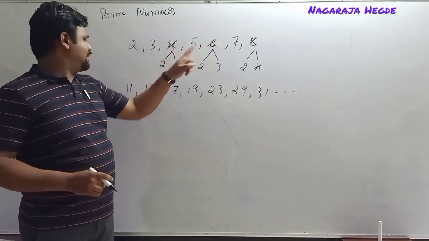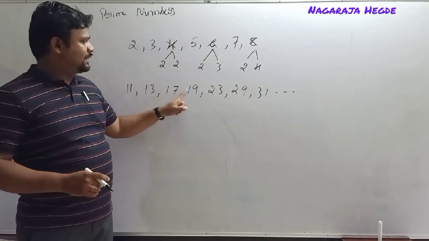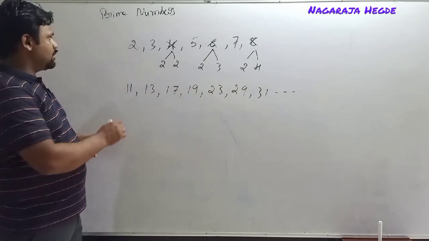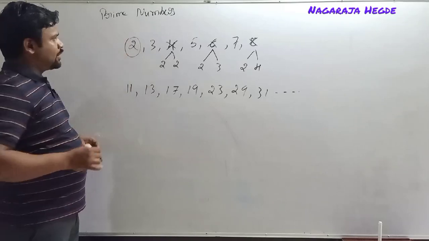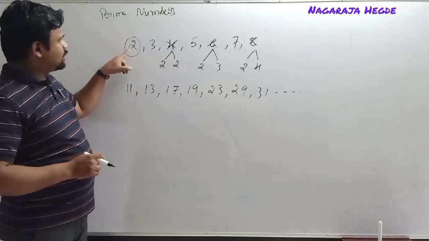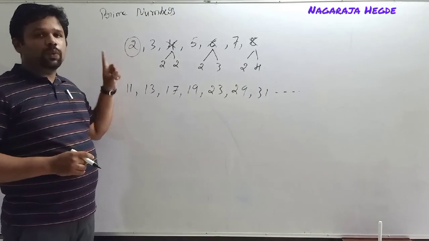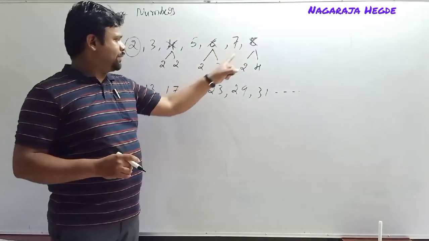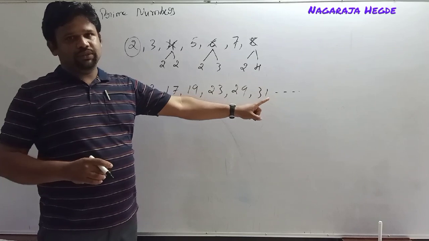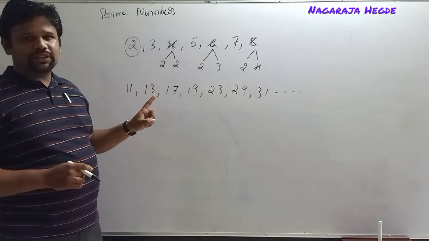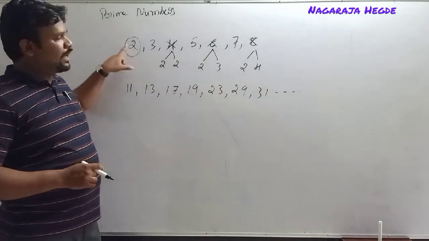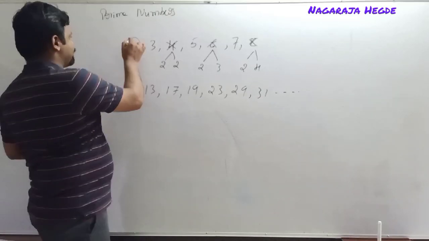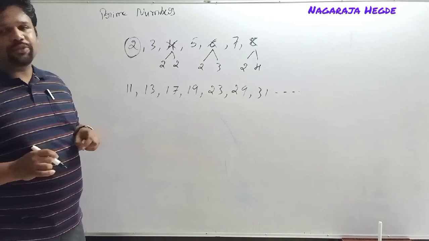2, 3, 5, 7, 11, 13, 17, 19, 23, 29, 31 and so on. And one more observation you can make here. 2 is the only prime number which is even. If you observe the remaining, all are odd numbers. So a natural number which is even and prime is only one, that is 2. So this is the concept of prime numbers.